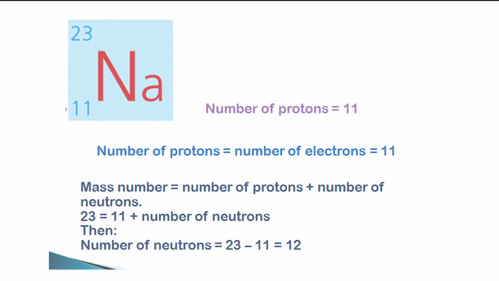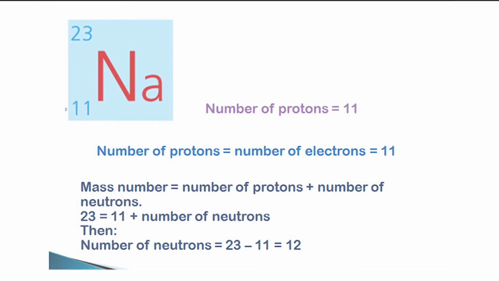The atomic number is the number of protons inside the nucleus. As the atomic number is equal to 11, this means that there are 11 protons inside the nucleus of sodium. An atom is neutral. As there are 11 protons inside the nucleus, there are 11 electrons in the electron cloud.